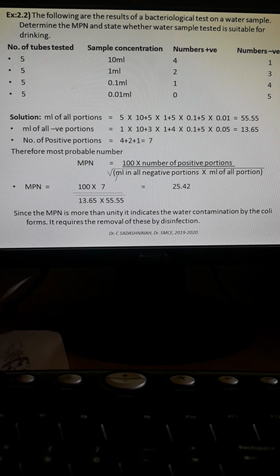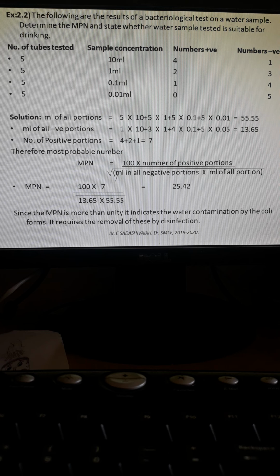and in the last set 0.01 ml of the sample was poured. So here the number of positive portions will be: in the first test 4 indicated positive, in the second set 2 indicated positive, in the third set only 1, in the fourth 0.